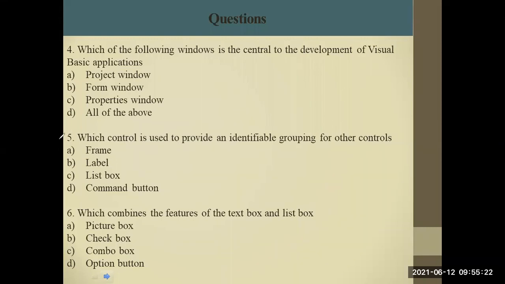The next question asks which control is used to provide an identified grouping of other controls. The options given are frame control, label control, list box control, or command button control. So the question is asking which of these controls is used for grouping other controls. What will be the correct option?